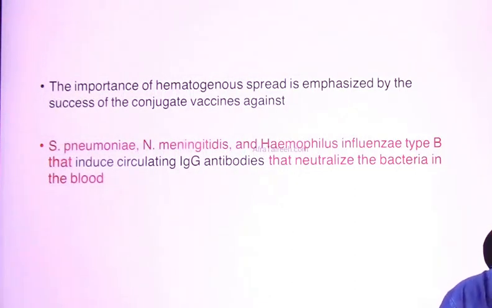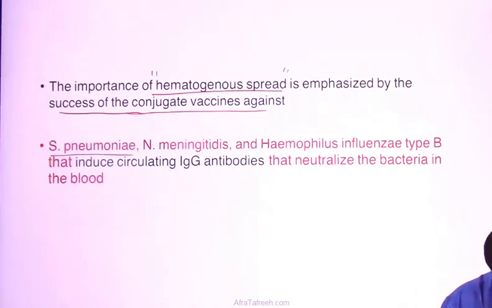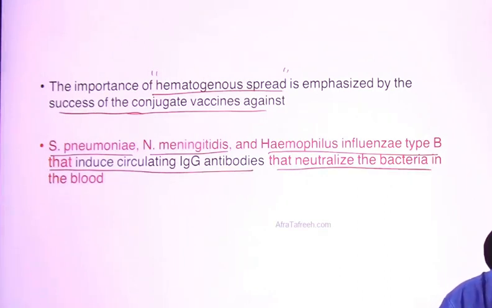Fine. We are emphasizing this hematogenous spread in our lecture, so how do they confirm that hematogenous spread does happen? What they have seen is the success of the conjugate vaccines against certain organisms like Streptococcus pneumoniae, meningococcus and Haemophilus influenzae type B, which induce circulating IgG antibodies that neutralize the bacteria in the blood. What they want to say from these lines is that hematogenous spread is proved in an indirect way by what?